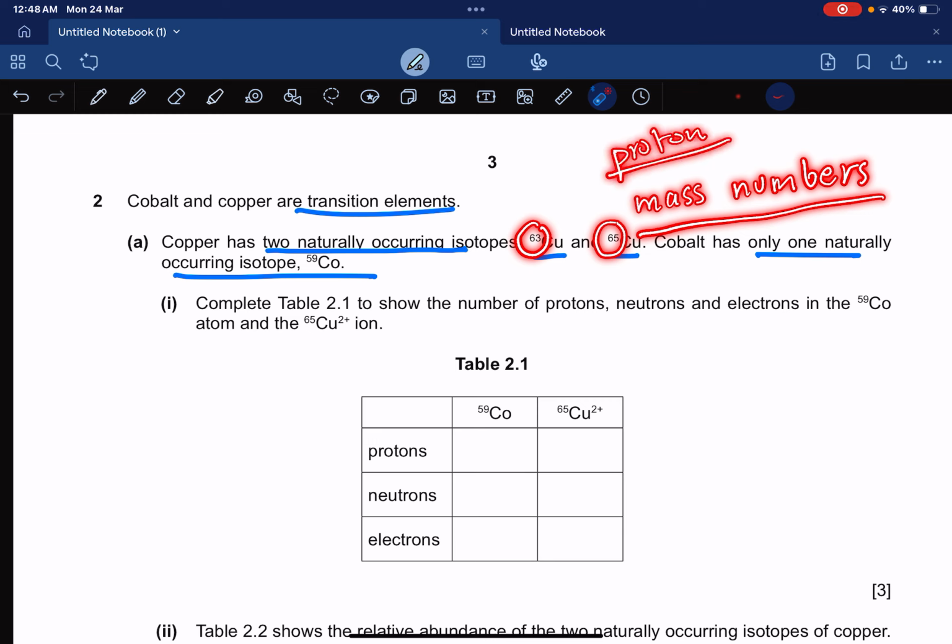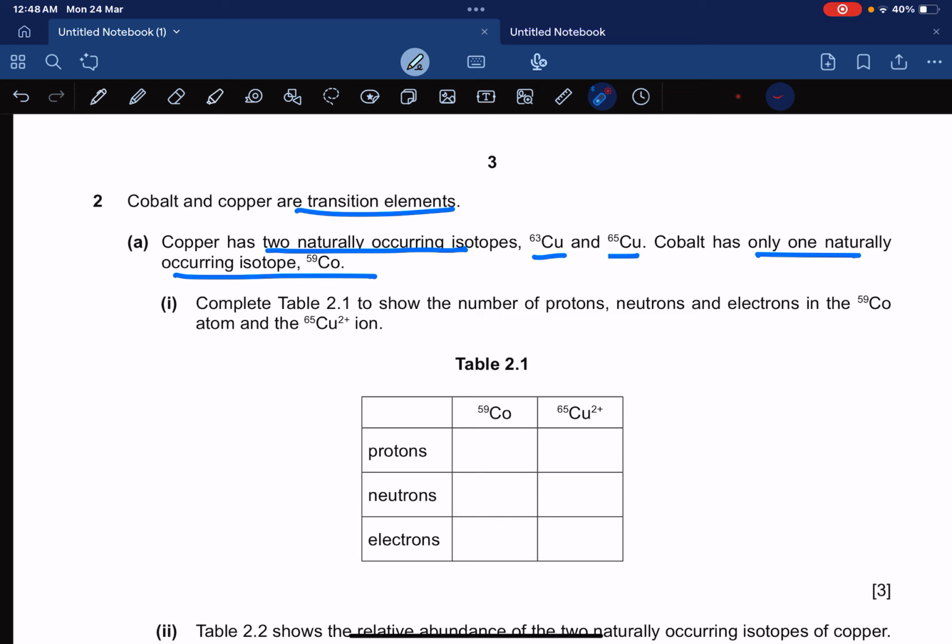Proton number same होता है, but देखें 63 है, मतलब इसमें इसके nucleus में the total of protons and neutrons is 63, and the nucleus of this, the total of protons and neutrons is 65. So these are the mass numbers which are different for isotopes. अच्छा, copper के 2 isotopes हैं. Cobalt has 1 naturally occurring isotope.